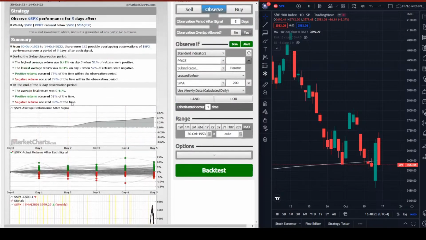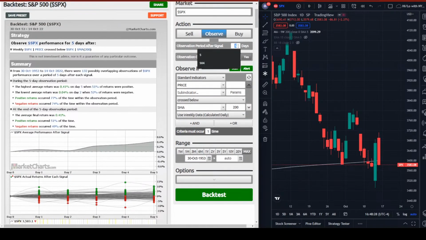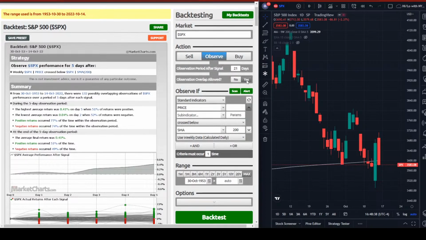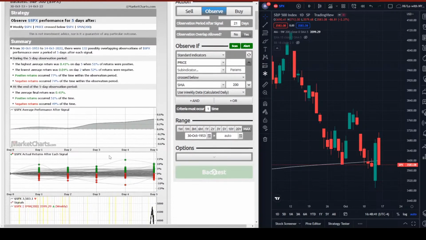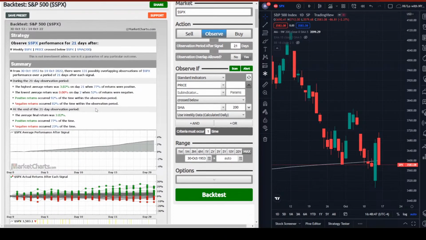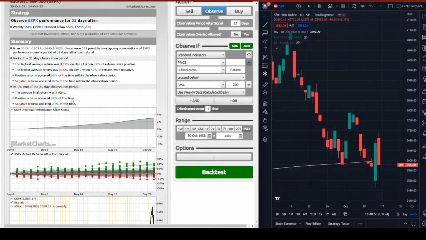Now, let's look at the monthly return. In most months, we have about 21 trading days in a month. So let's take a look on an overlapping basis. On an overlapping basis, there were 131 occurrences. Now you can see the edge is toward positive returns. Positive returns occurred 77% of the time after a month of crossing the 200 weekly SMA, and negative returns 23% of the time, with an average final return of about 3%.